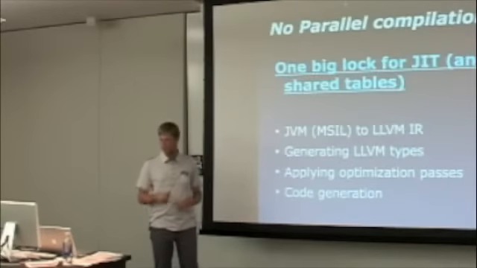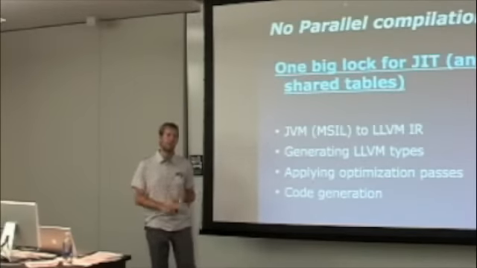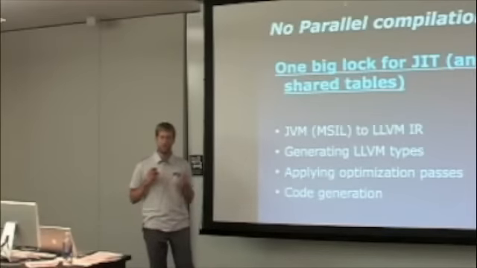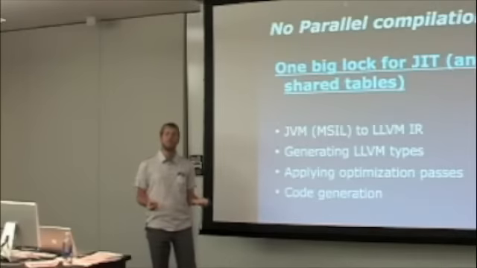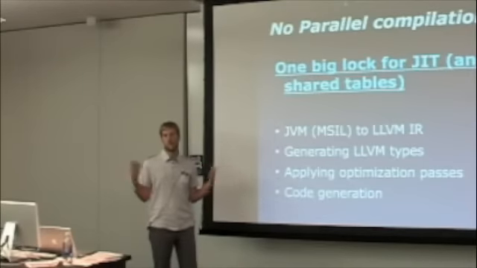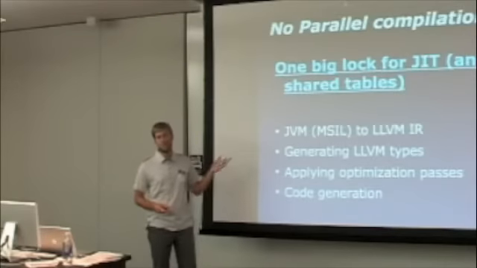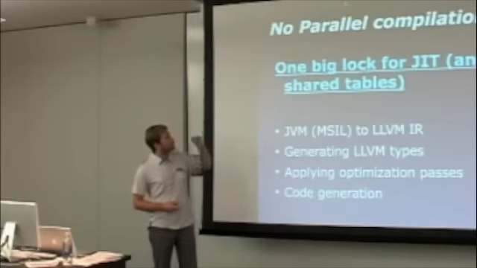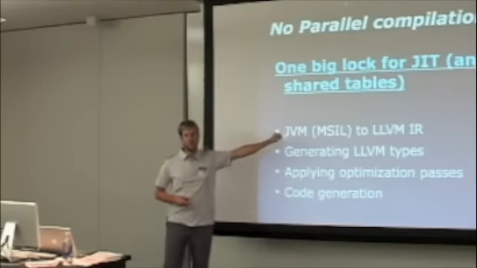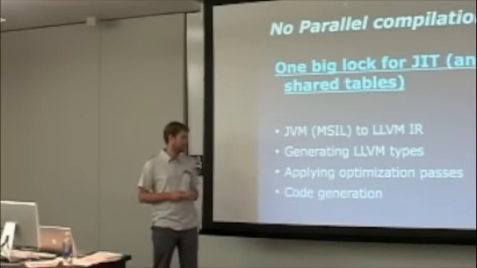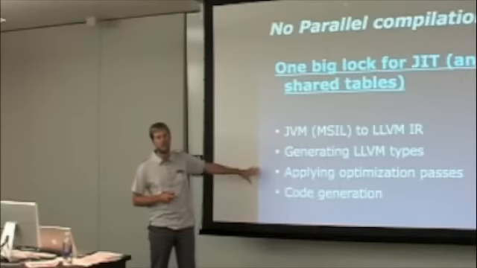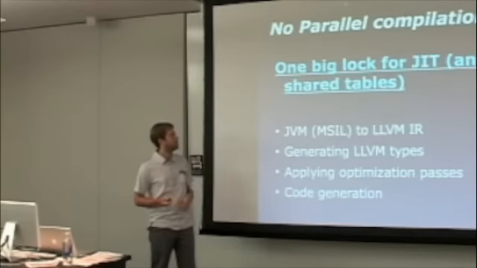One other missing feature in LLVM is that you cannot do parallel compilation, and that matters for multi-threaded applications. That's bad because when a thread wants to compile a function, it takes a big lock, and the other threads who may want to compile a function have to wait for that lock. Since compiling takes a lot of time, that's not good. So there's one big lock for everything. That means transforming your JVM bytecode to LLVM IR, generating LLVM types, applying optimization passes, and code generation. That takes a lot of time, and that's really bad for multi-threaded applications.